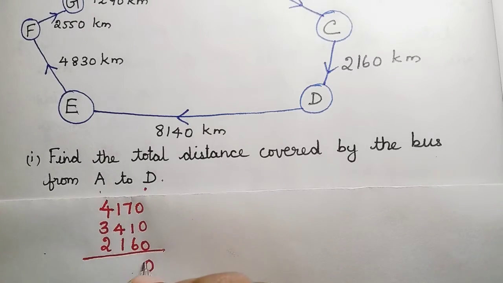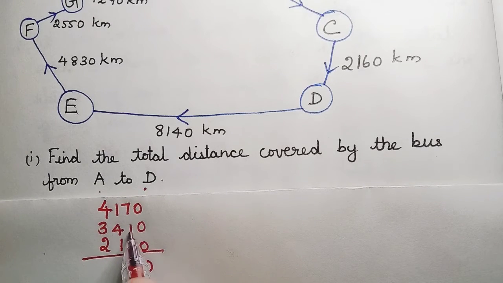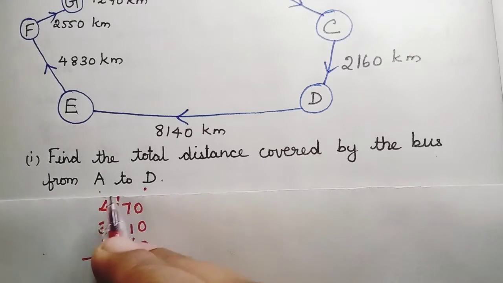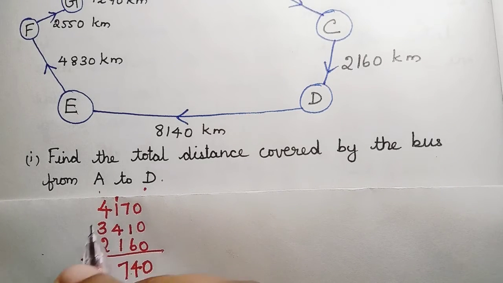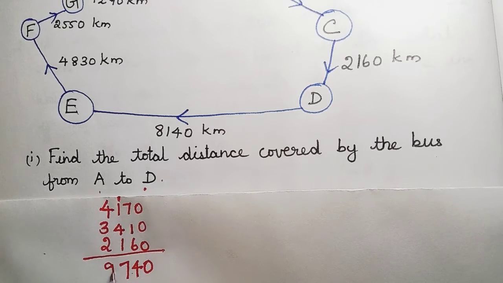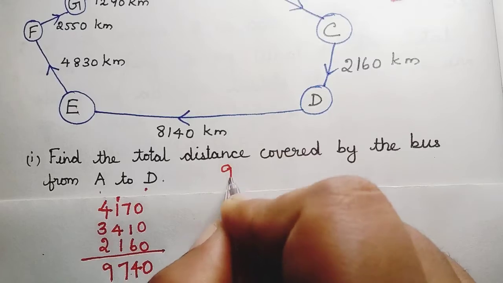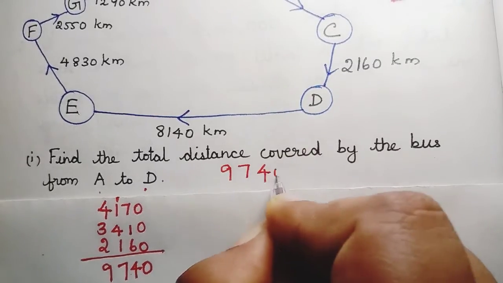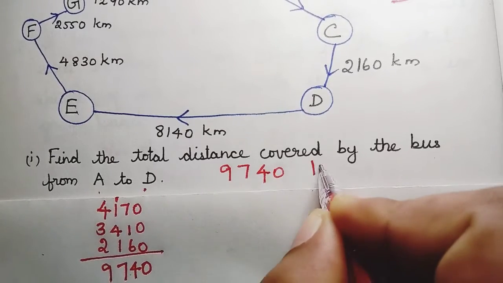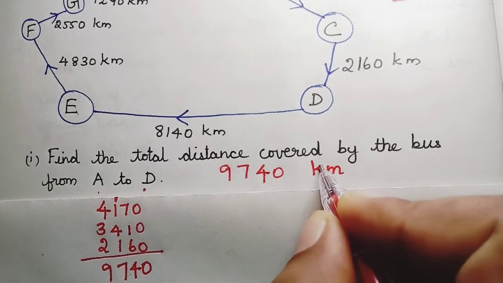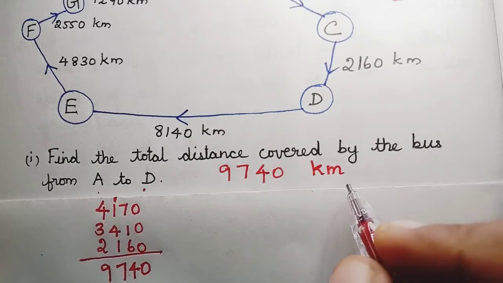So we will solve it. This is 0, 6 plus 1 is 7, 7 plus 7 is 14. So a balance of 1 will be there. When you add this, 4, 5, 6, 7, right? Then 4 plus 3 is 7, 7 plus 2 is 9. So your answer is 9740. The question is about distance, and distance means you have to write the unit also. This is very important. So 9740 kilometers is the answer.